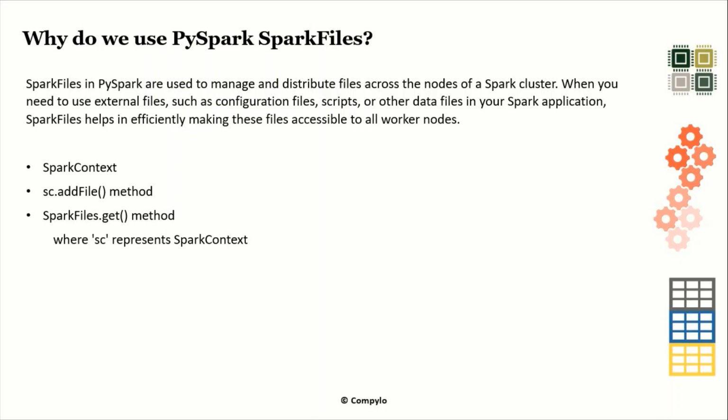This functionality is available through SparkContext and can be accessed using the sc.addFile method, which is used to load a file into Spark. You can retrieve the file path with the SparkFiles.get method, and additionally, SparkFiles help to resolve paths for files added via sc.addFile, where sc represents SparkContext.